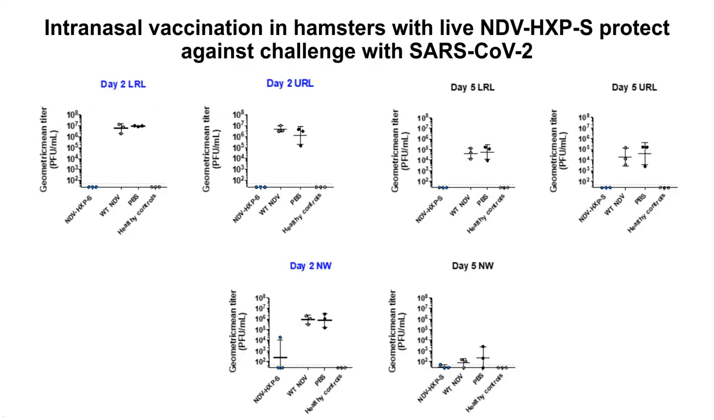And the important thing is that if we look intranasally, not only in lungs, but also in nasal turbinates and nasal washes, NW, then we get a perfect reduction of viral titers in the lungs at day 2 and at day 5 in vaccinated animals, but also in the upper respiratory tract. So we get a good reduction of viral titers, and in some animals, no detectable viral titers at day 2 and certainly not at day 5.